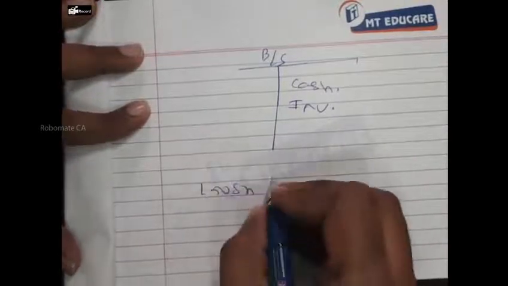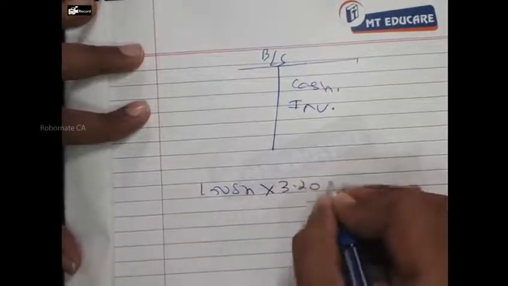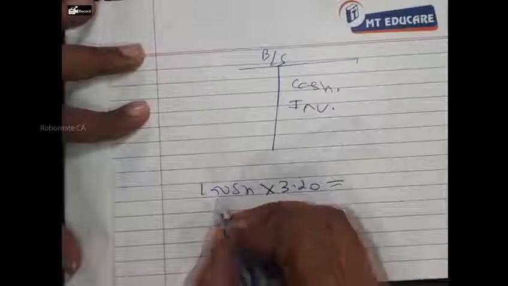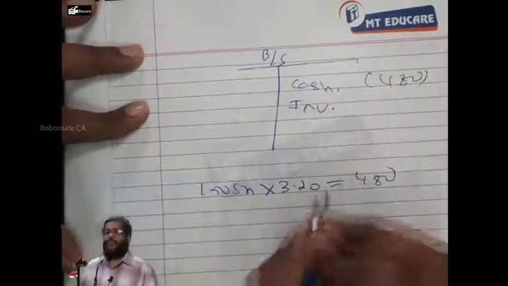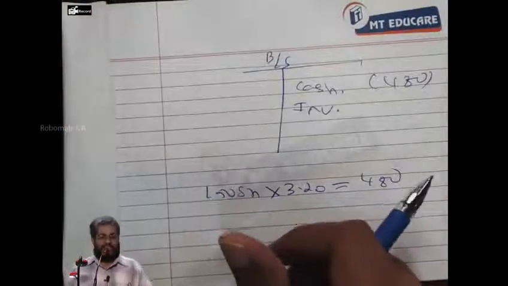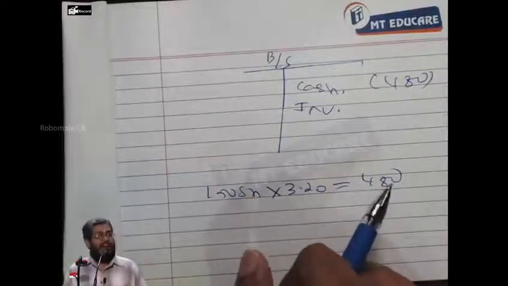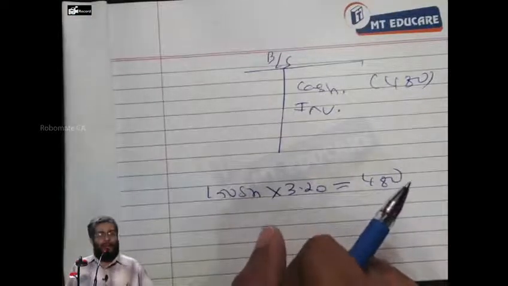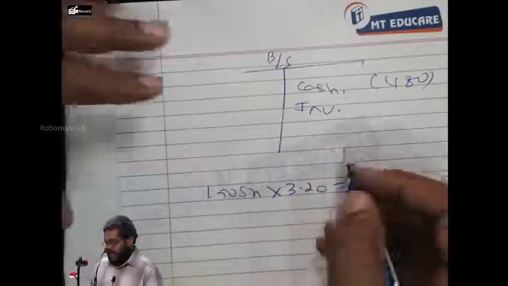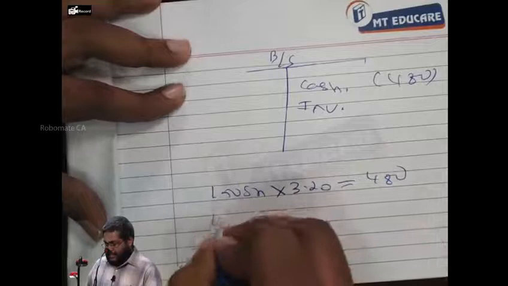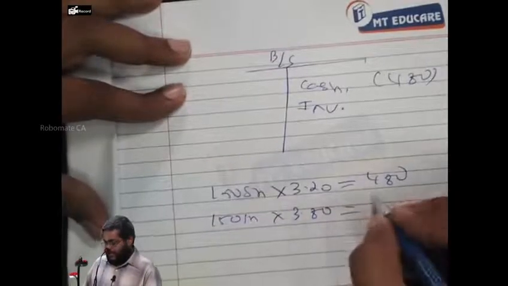150 shares I am going to buy by paying how many rupees? 3.2. Tell me what is the amount here? 480. Cash goes out of my balance sheet, 480. The cash vanishes. The bank account gets debited in the passbook. I am not giving cash as a donation to any beggar or somebody else. The cash is becoming shares. Now the cash has become 150 shares, at 3.8 each. How many rupees is it?